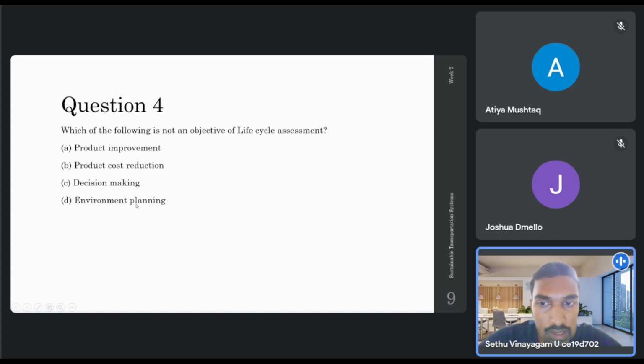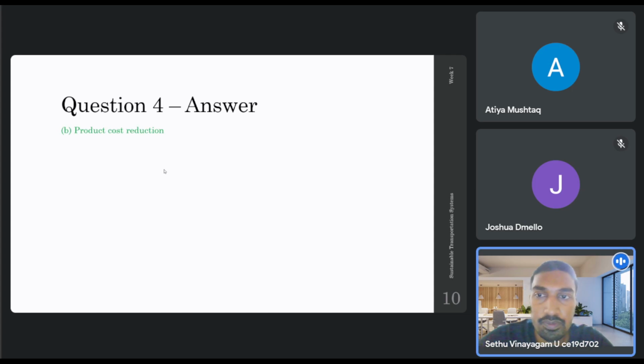So therefore it helps in the environmental planning as well. So that's one of the objectives. Whereas product cost reduction is not an objective of LCA, because the intention is not to make the product cheaper. It's more about assessing the environmental impacts only, right? So therefore the cost reduction is not one of the objectives of LCA. It's only to do with the environmental aspect of making the product, right? So therefore B is not one of the objectives, therefore B is the right option.